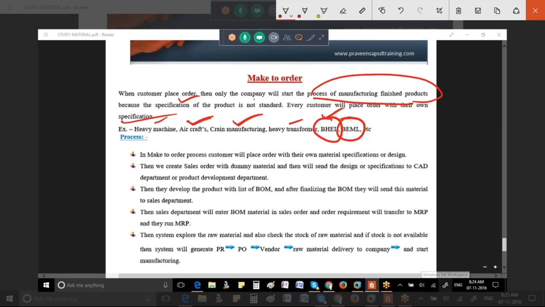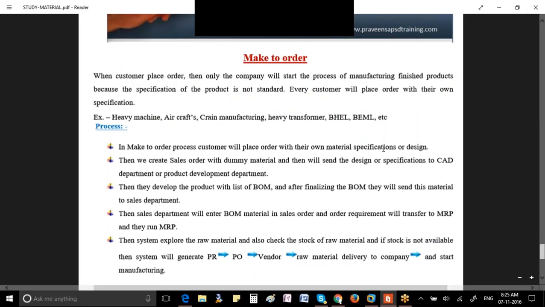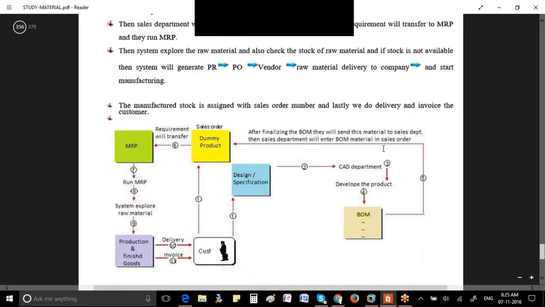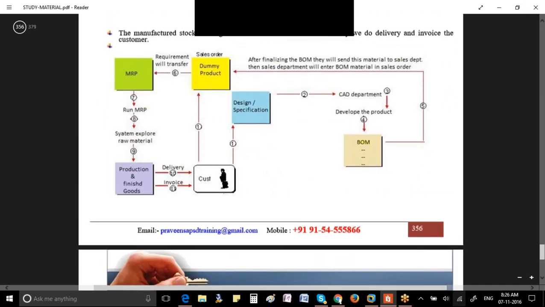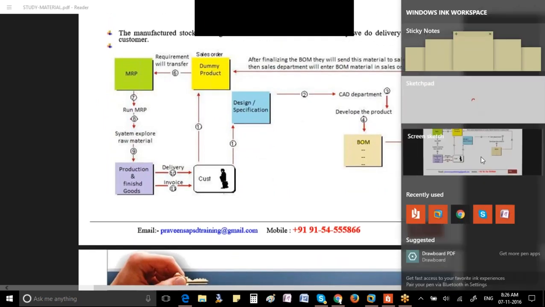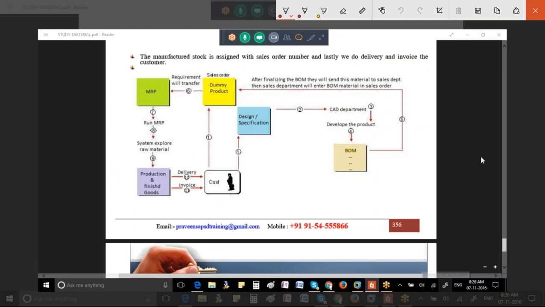So the process in make to order goes like this. The customer places an order with the company, that's the first thing. We create an order with a dummy product, because there is no standard product in the company. But without entering a material, the system will not allow you to create an order, right? So you create an order with some dummy material.